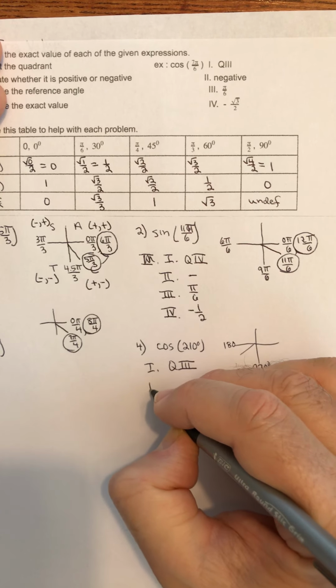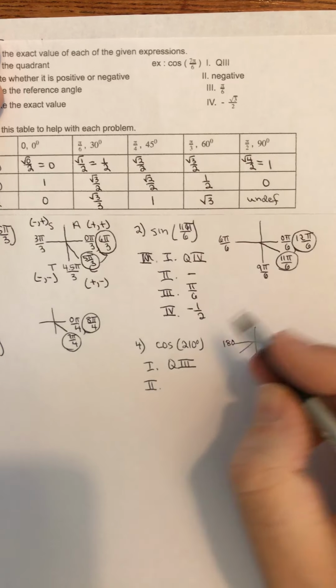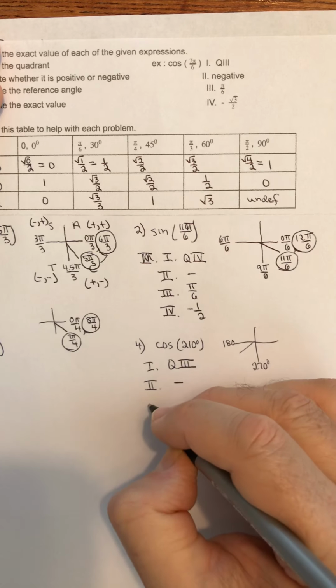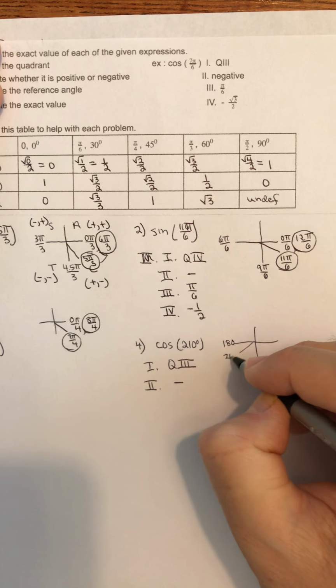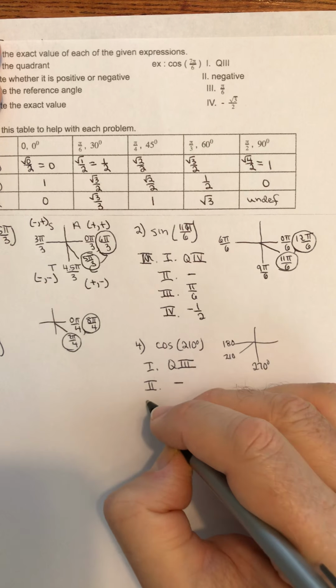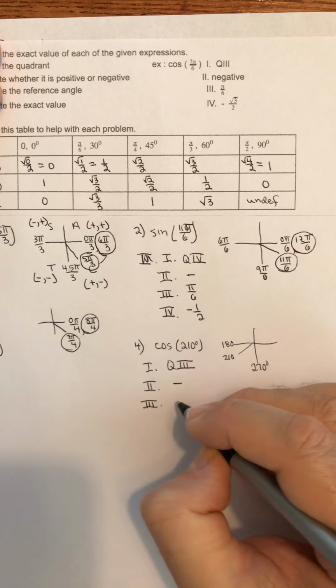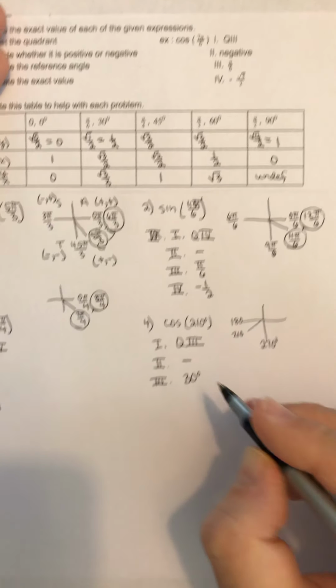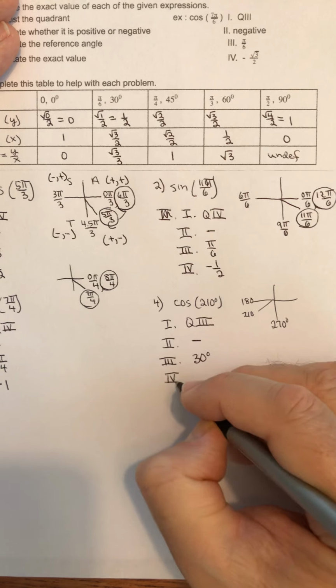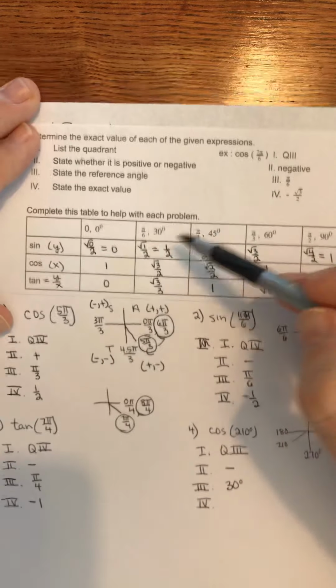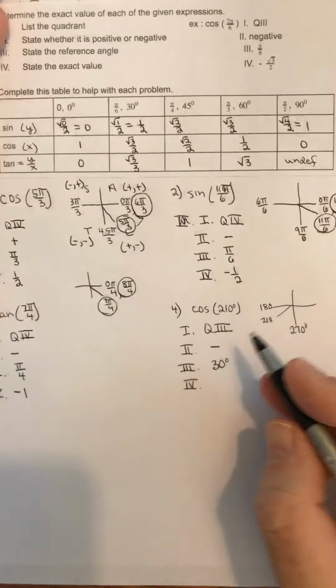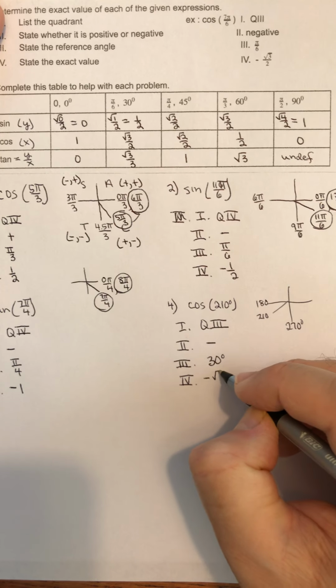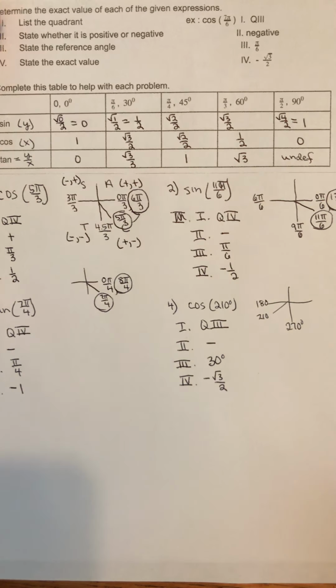Now, is your x value, cosine is your x, positive or negative in 3? Well, it's negative. What is your reference angle? How far away from the x-axis is 210 degrees? It's 30 degrees. So I go back and look at my chart. 30 degrees, cosine, square root 3 over 2, but this one's negative. Negative square root 3 over 2.